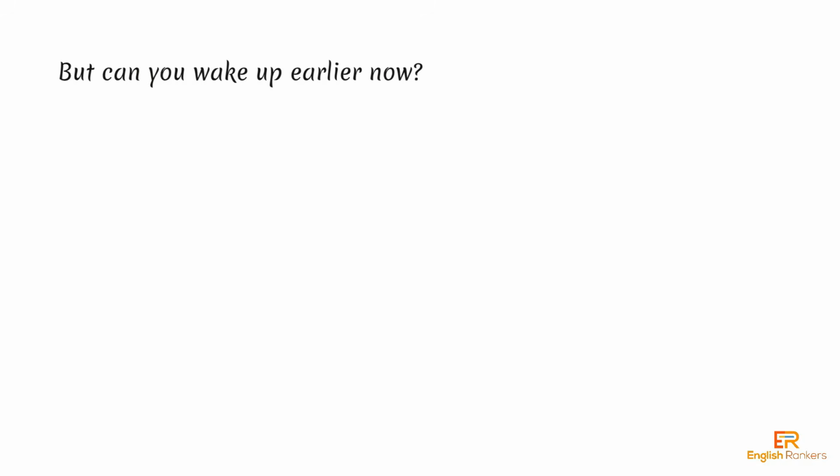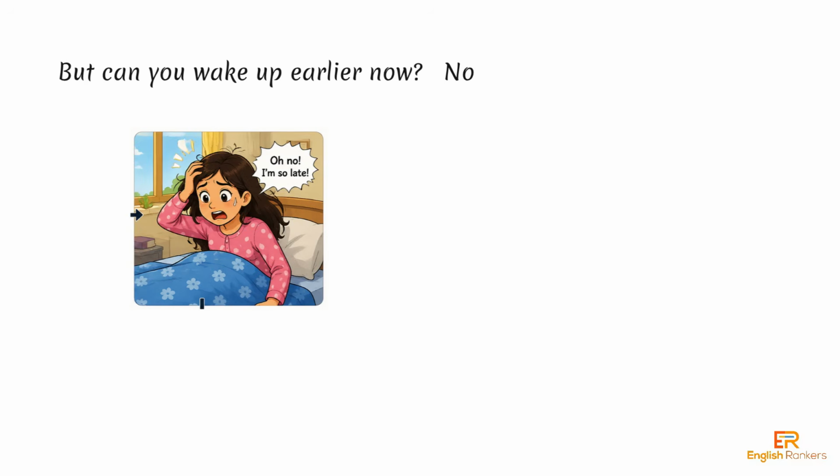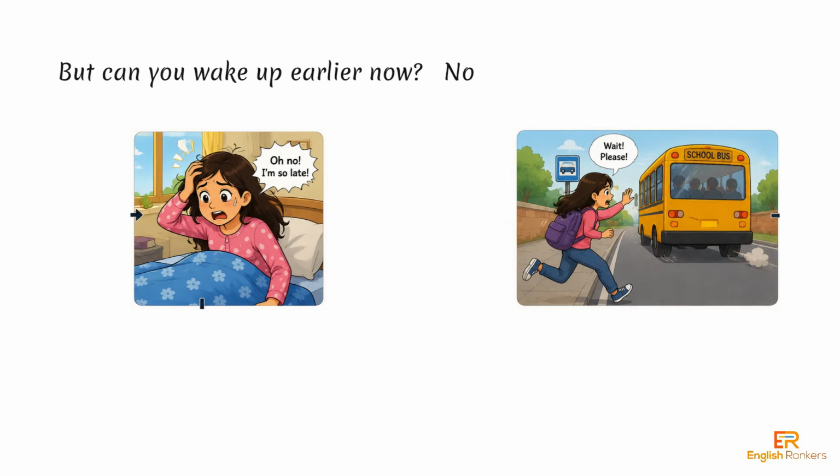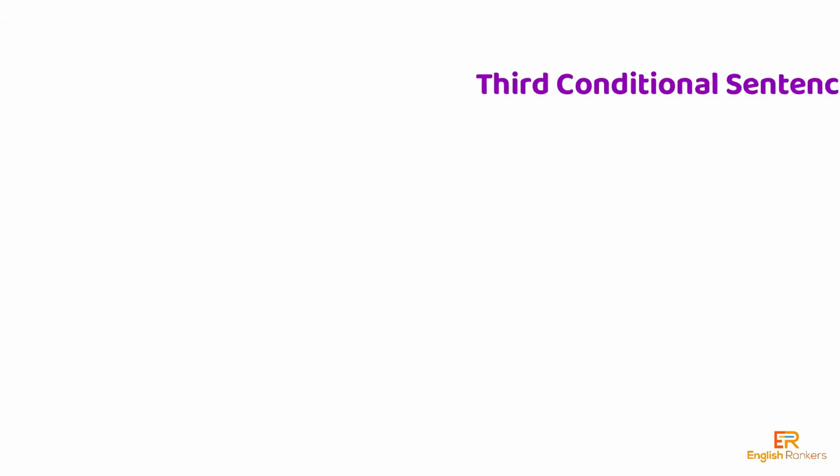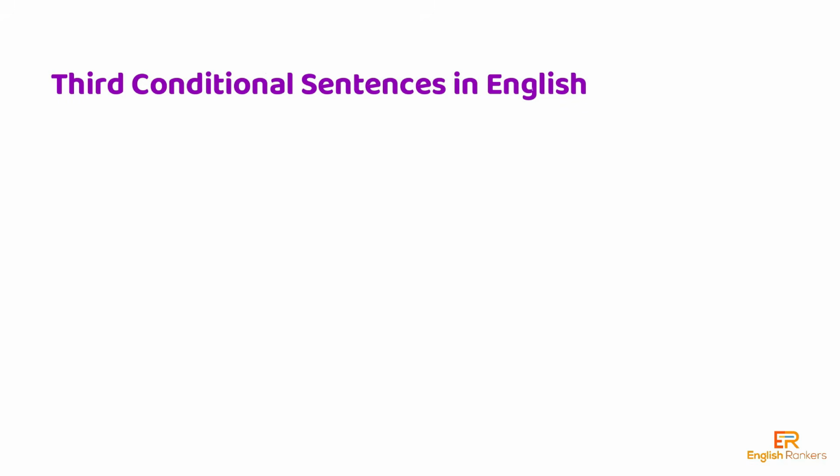But can you wake up earlier now? No. The event happened yesterday, and the past cannot be changed. You did not wake up early. You did not catch the bus. You are only imagining a different past situation and a different result. This type of sentence is called the third conditional. So, today's topic is third conditional sentences in English.